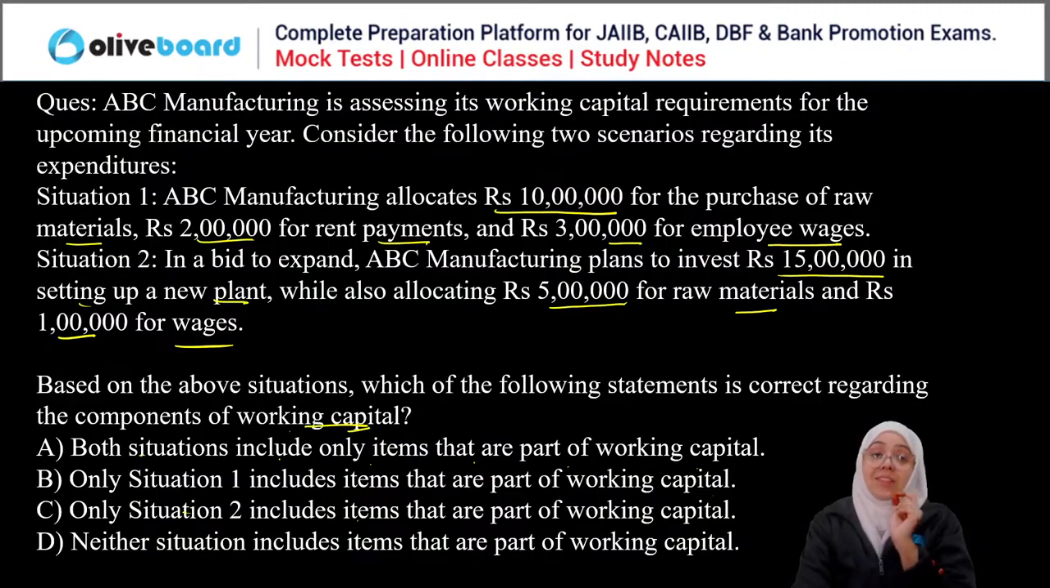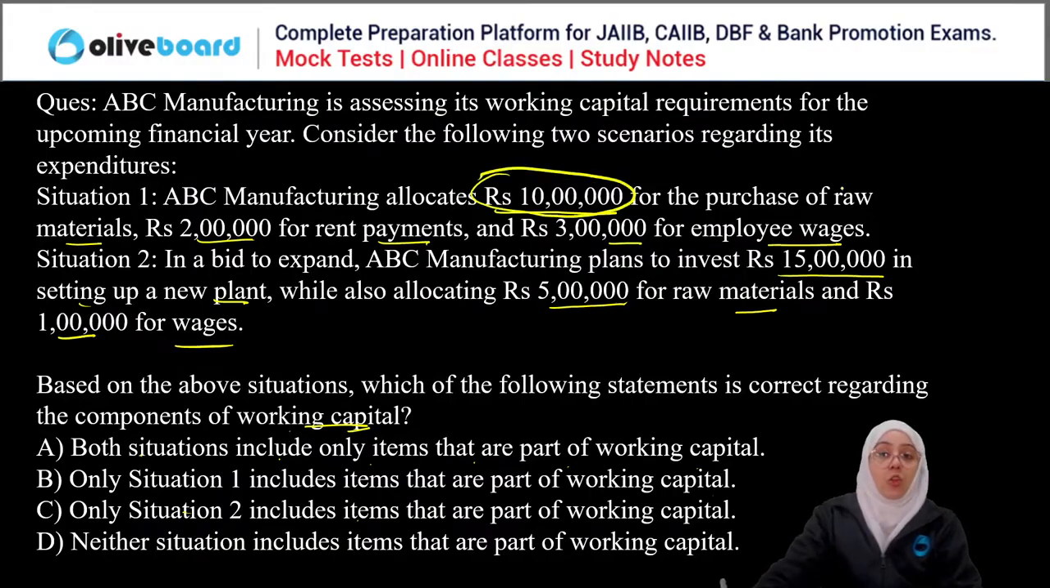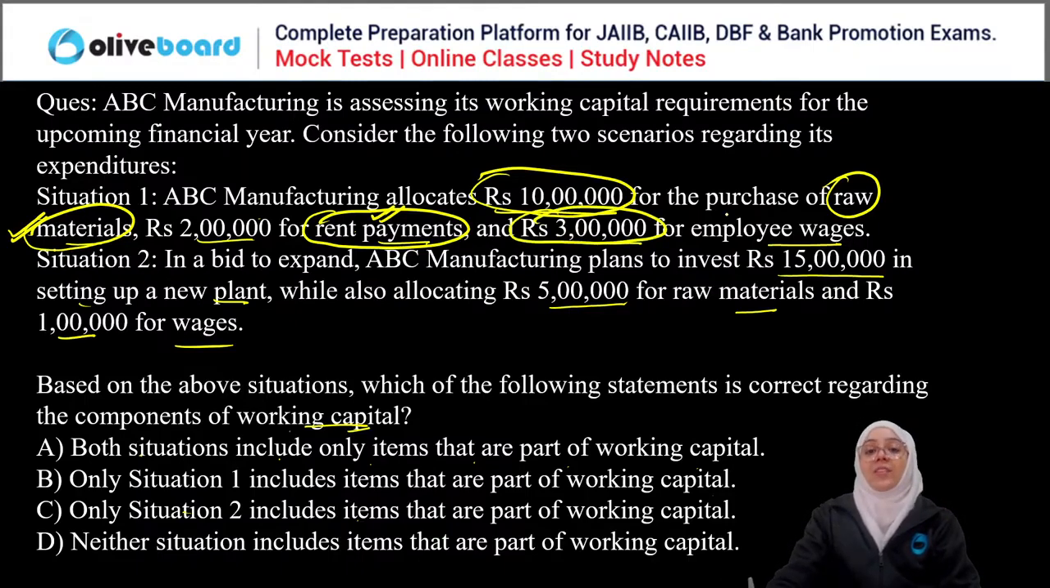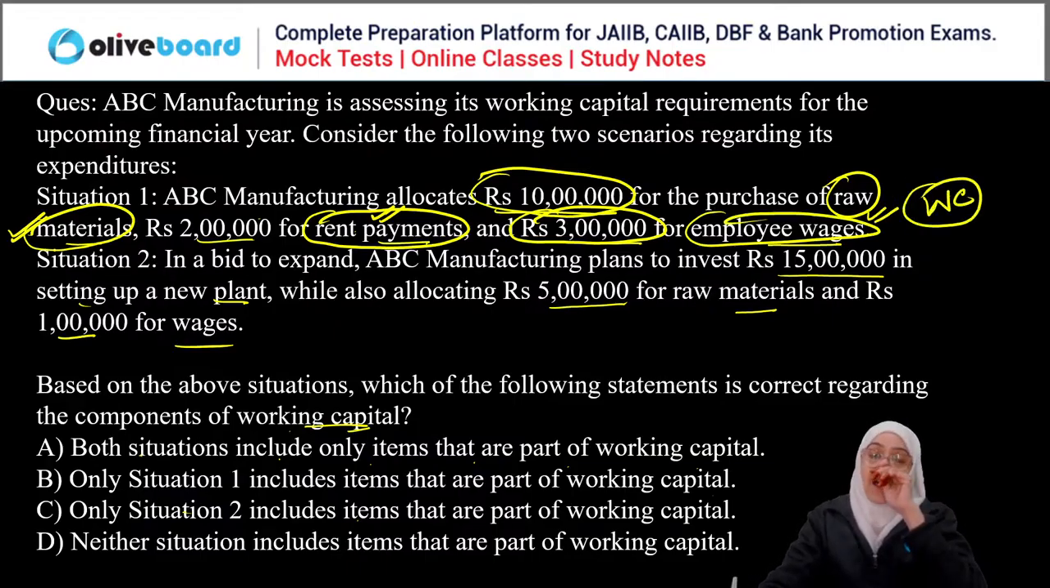See, in situation one, they allocate 10 lakh for the purchasing of raw material. Raw material is a part of working capital. True. 2 lakh for rent payment. Rent payment is a part of working capital. And 3 lakh for employee wages. Employee wages are a part of working capital. So in situation one, all the components are of working capital.